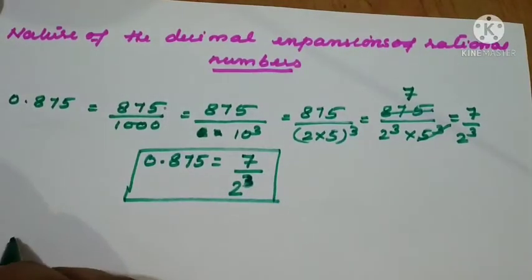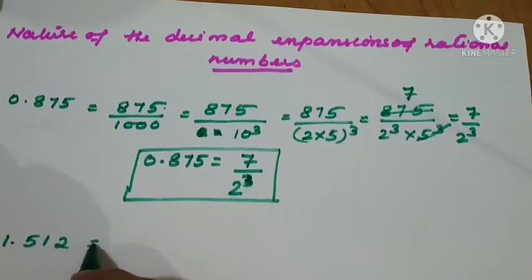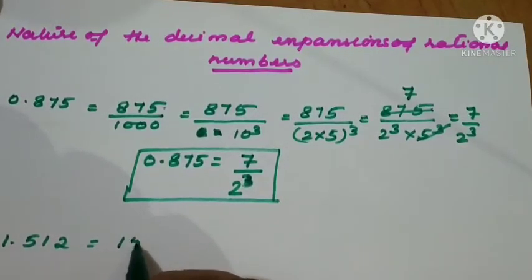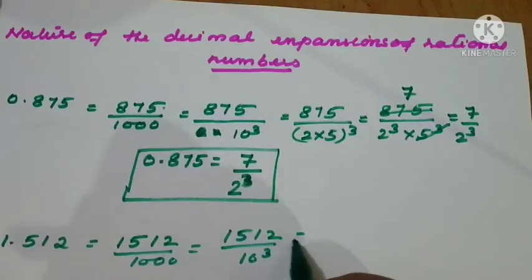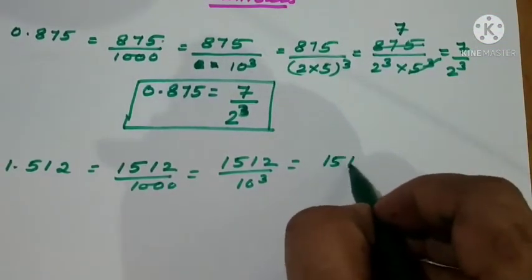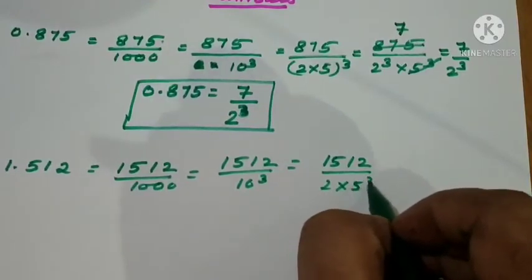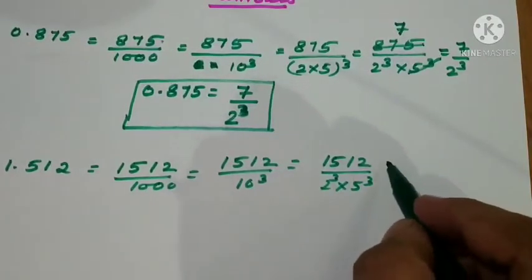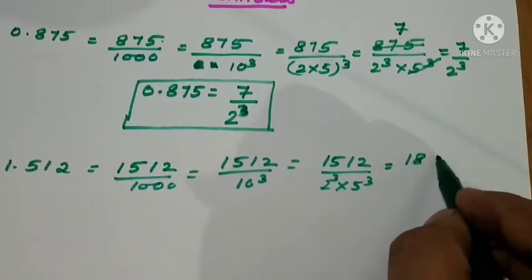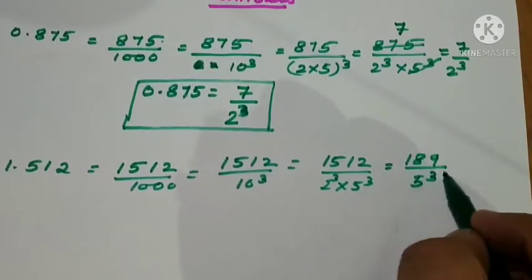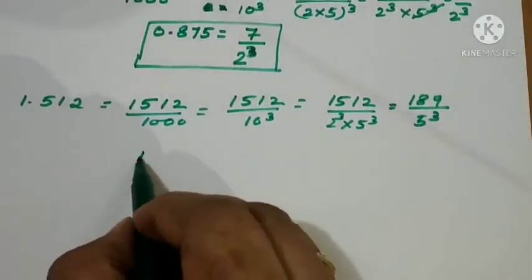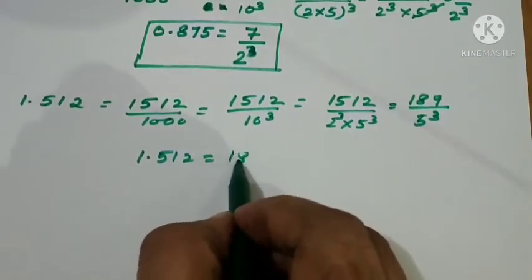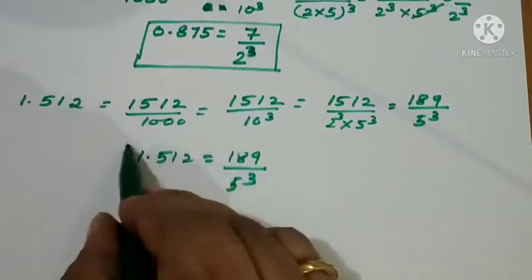Next example, 1.512 only. So 1.512 can be written as 1512 divided by 1000 only again. So 1512 over 10 cube, again 1512 divided by 2 into 5 cube, so 2 cube into 5 cube only. After the cancellation you will get 189 divided by 5 cube. So the second answer is 1.512 equal to 189 divided by 5 raised to 3.